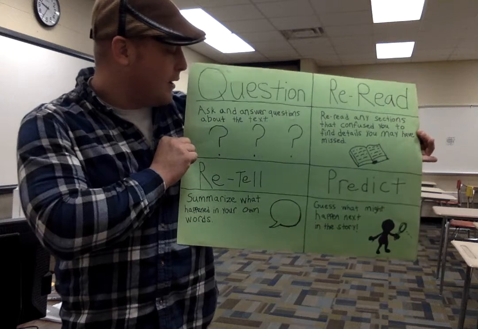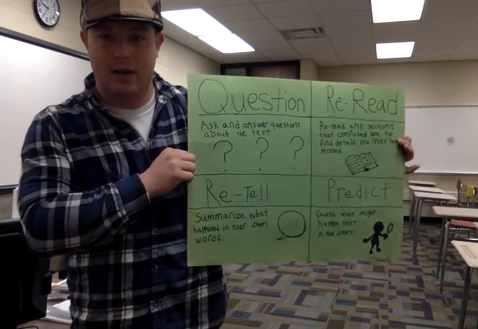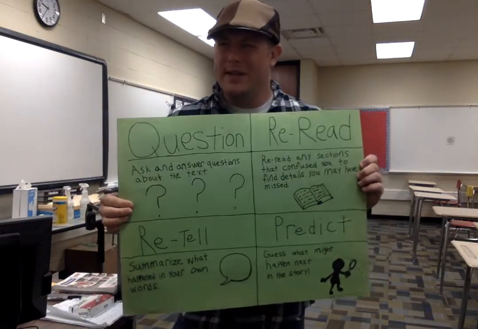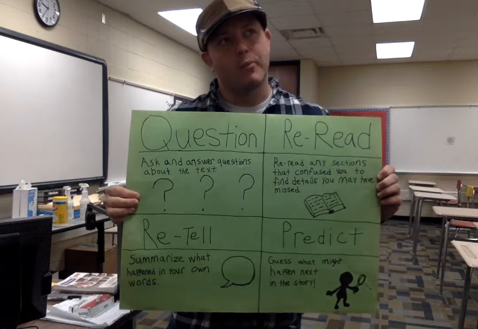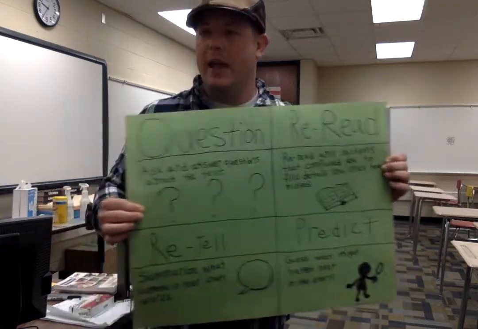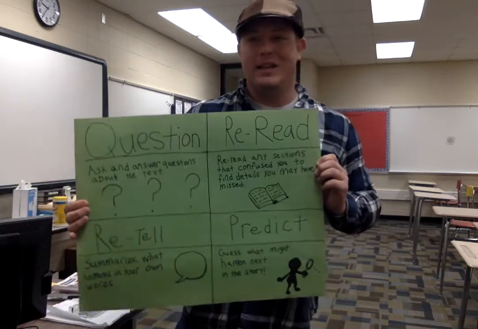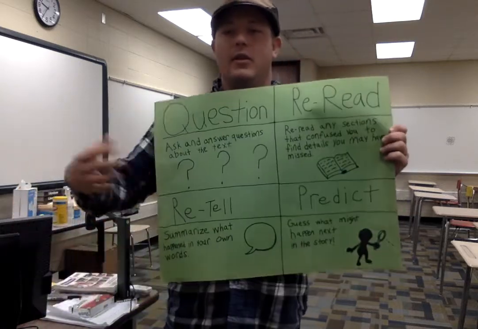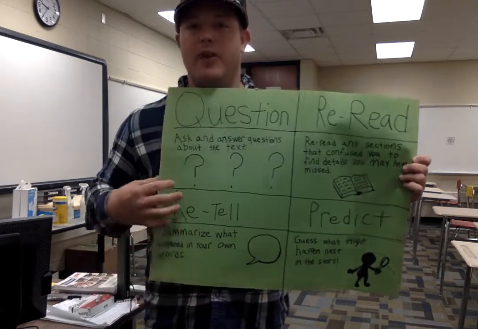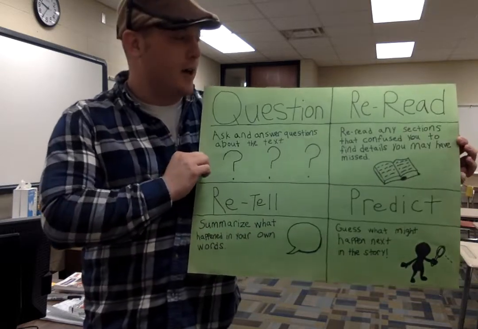First, question. Ask and answer questions about the text itself. You can pause and ask out loud, what is this character's motivation? Why is this character doing that? Why did he say that? Why did she behave this way? Why didn't she say that? Why didn't she do that? Any general questions that you can ask to help guide the process and help you find out more about characters and their motivations will help you understand the text better.